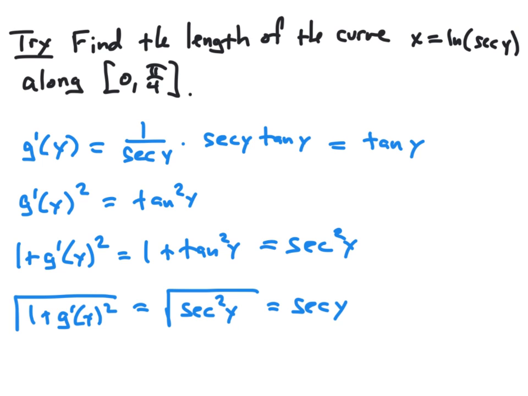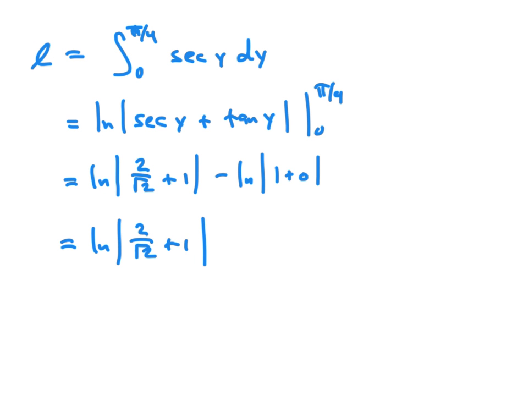We then square that to get tangent squared of y. Add 1 to get 1 plus tangent squared y, which is the same as secant squared of y. And then take the square root, and since we have the square root of a perfect square, we're left with just the secant of y as our integrand. Since we want the length of the curve from y equals 0 to y equals pi over 4, the length will be given by the definite integral from 0 to pi over 4 of secant of y dy.